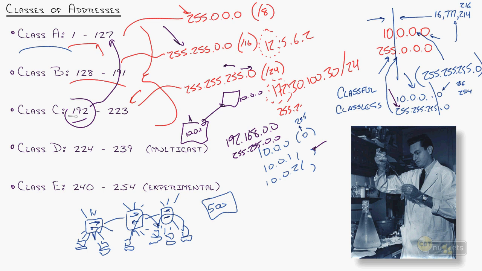So what about these other ones? Class D and Class E are untouchable. Unless you have a very specific reason like multicasting, you don't use those in your organization. So let me fill in. What are the different kinds of communication that exist? There's unicast, multicast, and broadcast.